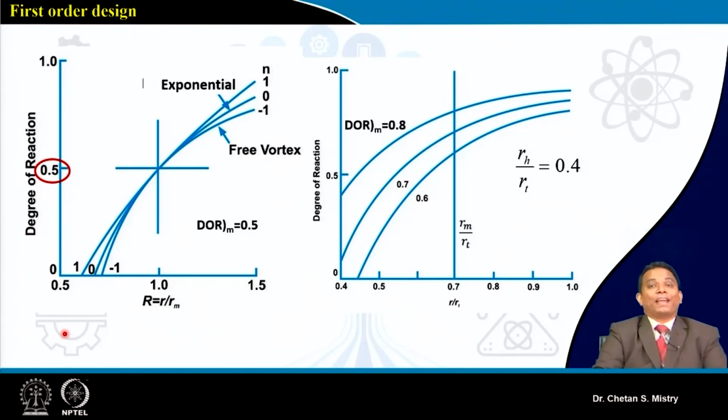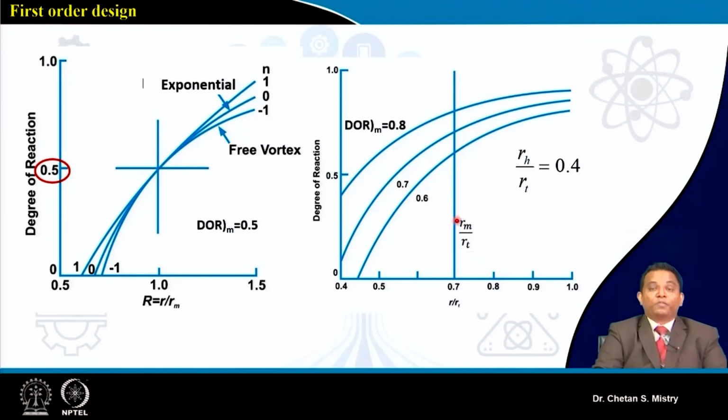Now the question will arise: what needs to be done if I am looking for my degree of reaction to be positive? So it says, if I assume my RH by RT equal to 0.4, you can understand my hub radius is less, and up to the tip radius it is coming at a lower value.